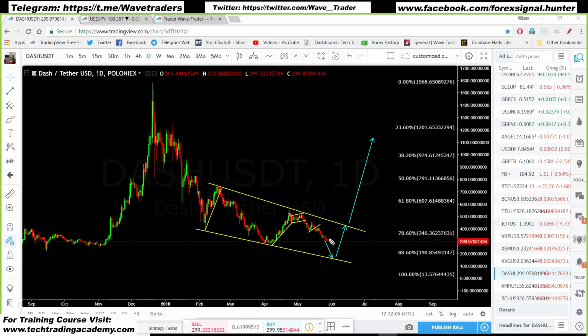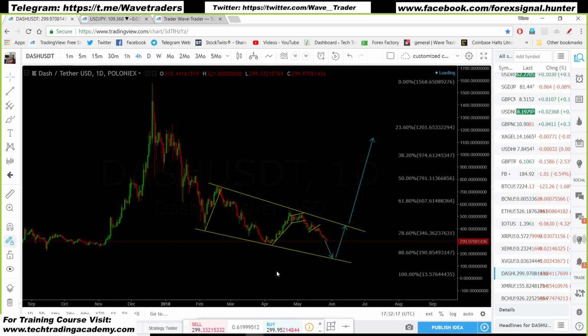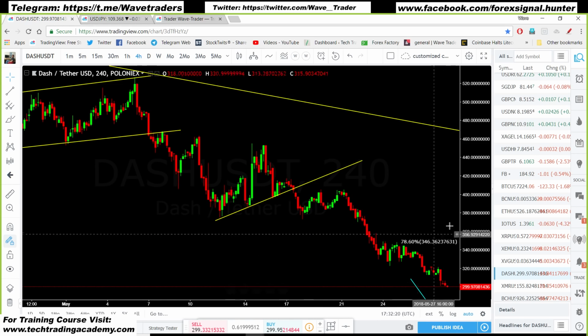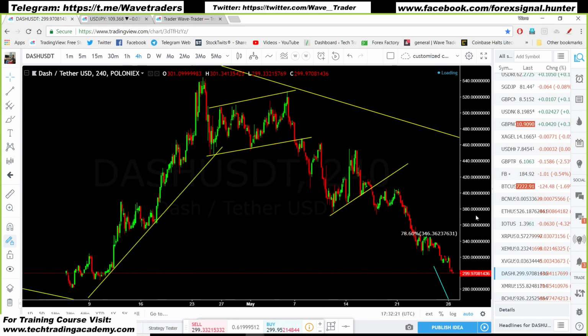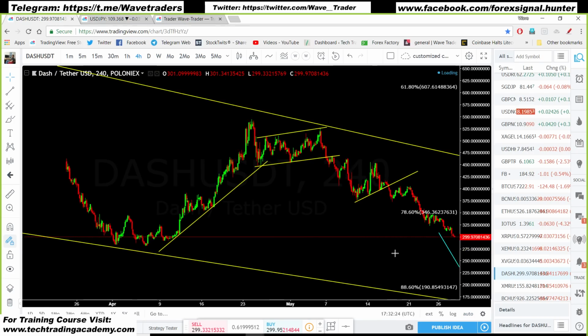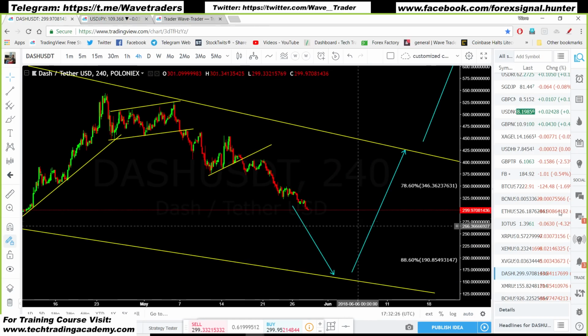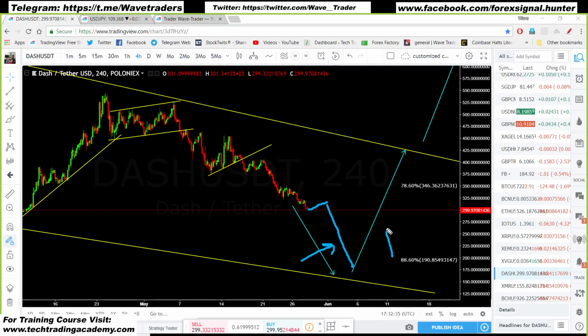Short-term sell, same like other charts. Short-term sell, new low, lower low, longer term trade. This is also a good trade. Dash, longer term buy on the Dash, also a good trade. So short term, what is the short term? Another correction and one more drop. Make sure you trade carefully on this move. Start to look for that trade.